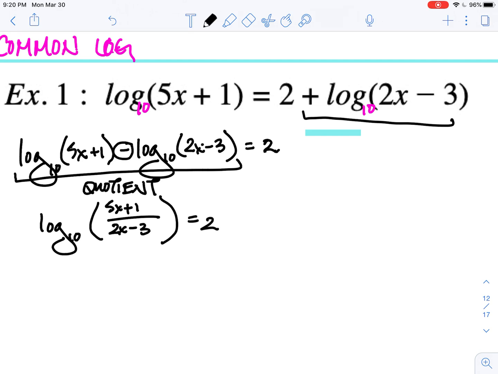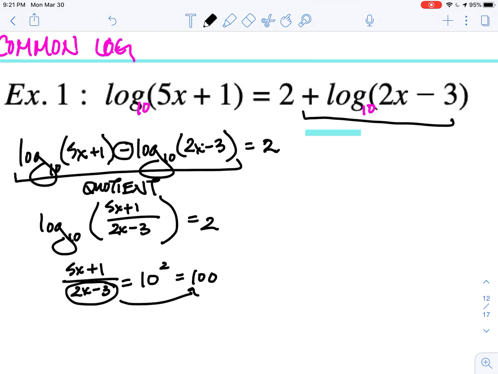And so I'll get log base 10 of 5x plus 1 over 2x minus 3 equals 2. Now, once we have isolated our single log, we're going to rewrite it in exponential form. And so that's going to give us the thing that we're logging equals the base to the power on the other side. And we can turn that into 100 right here if we'd like. And what we're going to do now is take this 2x minus 3 and multiply it to the other side. So we'll get 5x plus 1 equals 100 times 2x minus 3.